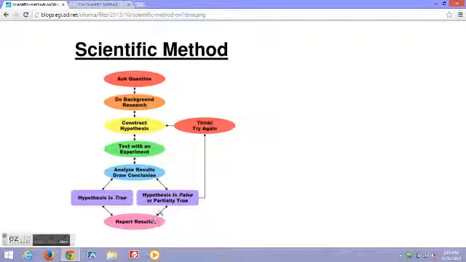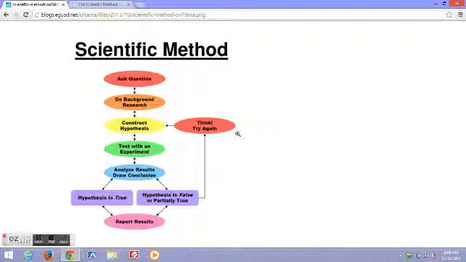We are going to talk about the scientific method today. Now, for those of you who don't know, the scientific method is just a simple way to solve different problems. It doesn't necessarily even have to be scientific. It can be any everyday problem, but it is generally used in science. So, there are different steps to do the scientific method.